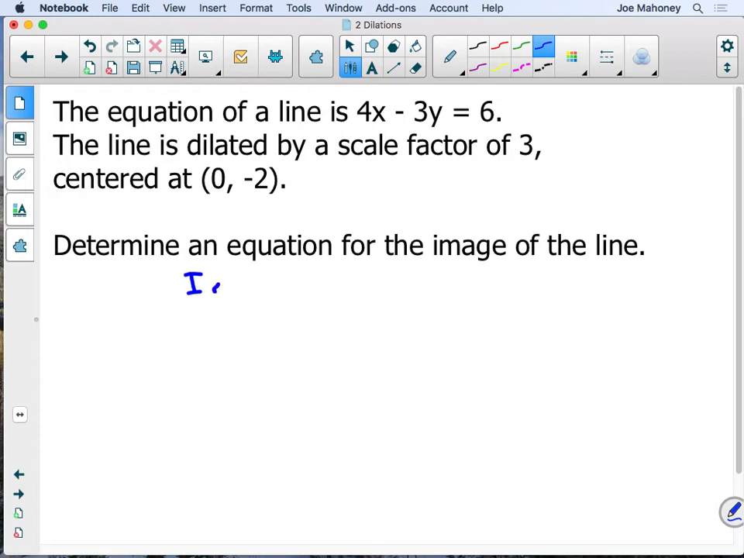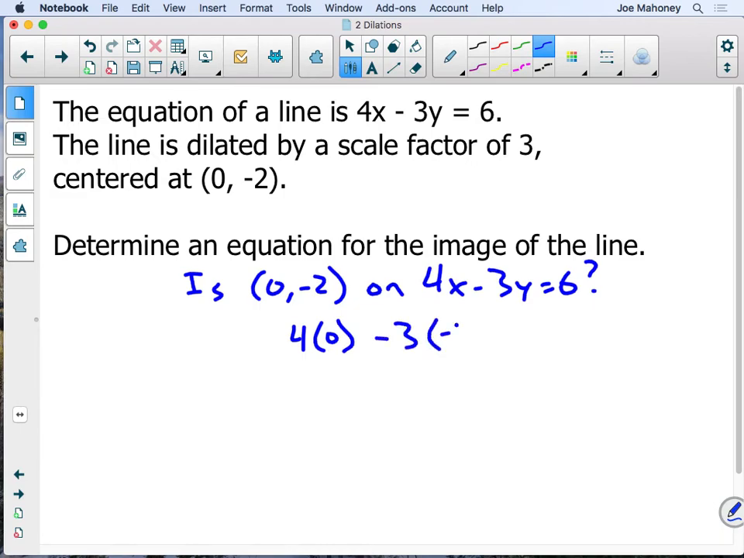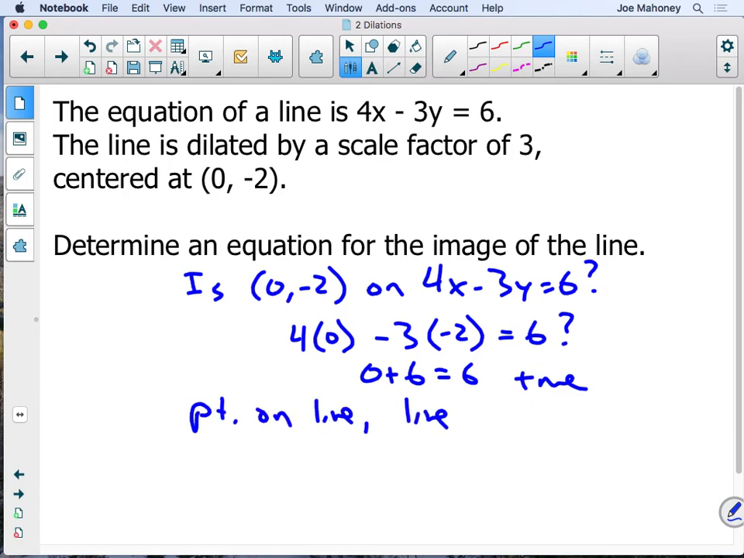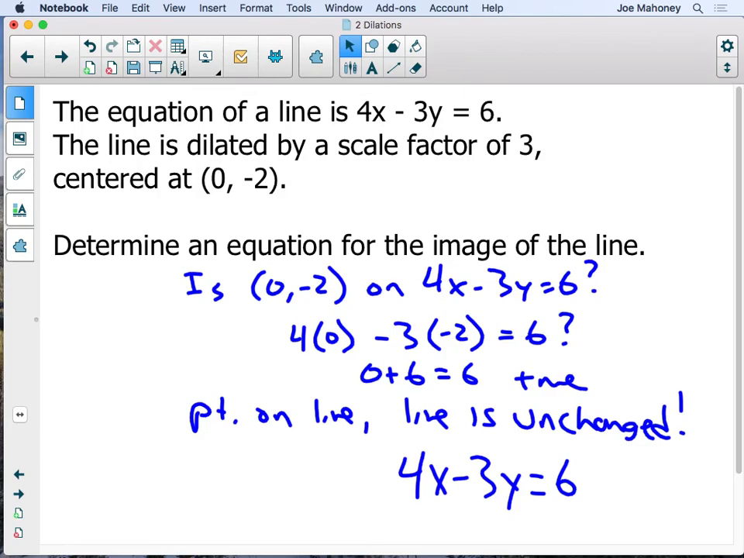Let's check. Is 0, negative 2 on 4x minus 3y equals 6? Let's see. If I plug in 0 for x, I get 4 times 0. If I plug in negative 2 for y, is that statement true? It is, because negative 3 times negative 2 is a positive 6. So guess what? Since the point is on the line, the line is unchanged. So what's the equation of the image? It's the same equation. It's just 4x minus 3y equals 6.